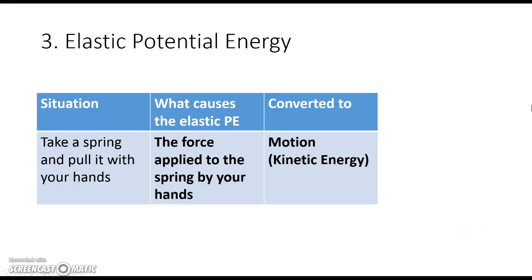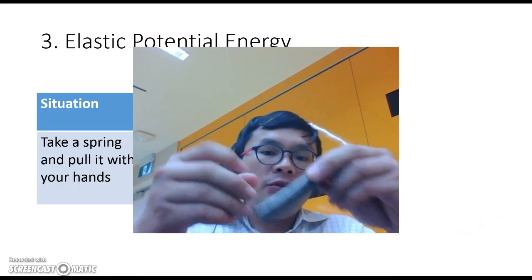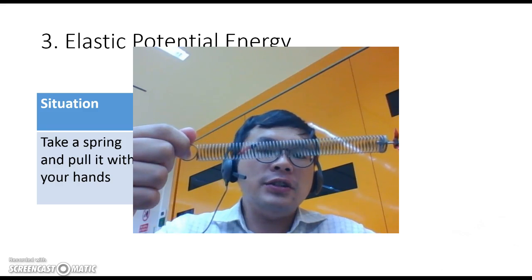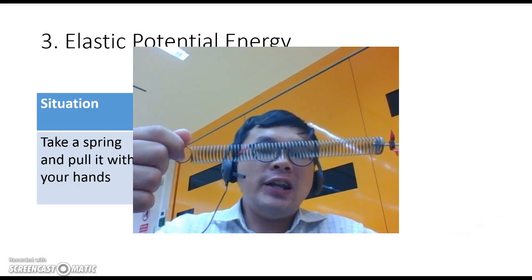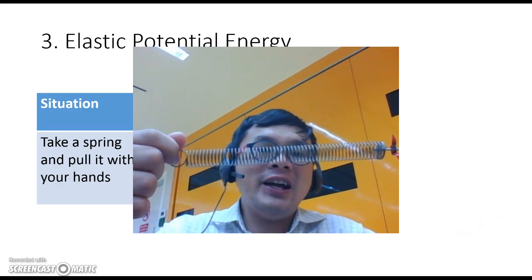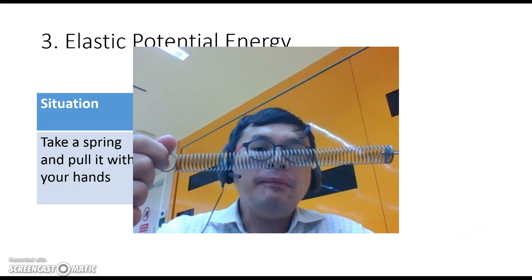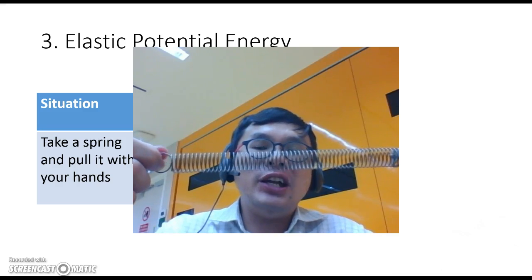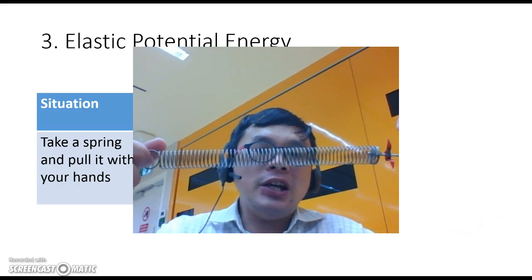How do we actually cause elastic potential energy to happen? We take a spring and pull it with our hands. Let's have a demonstration. I have a spring here and I pull it with my hands. My hands apply a force on the spring and so it gets longer. And what I'm feeling now is that the spring wants to pull my hand backwards. That means the spring has some energy inside which wants to do something to my hands. That stored energy in the spring is called elastic potential energy.